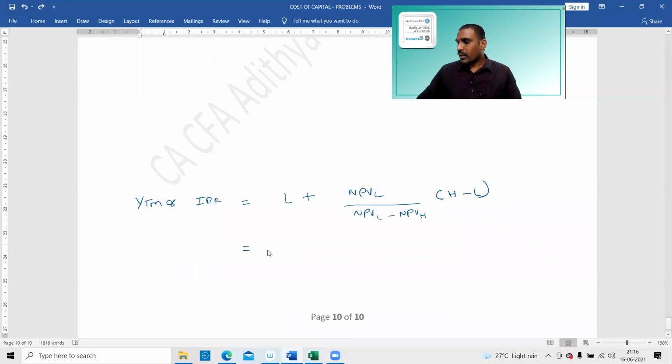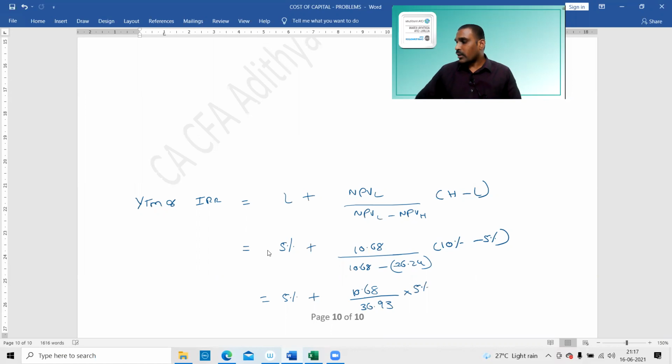What is the lower rate? 5% is the lower rate. What is the NPV at the lower rate? 10.68. What is the NPV at the higher rate? Minus 26.24. Higher rate is 10%, lower rate is 5%. That is equal to 5% plus 10.68 divided by 36.93 positive, into 5%.